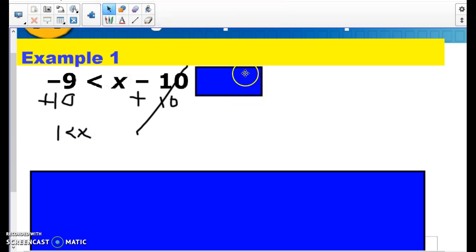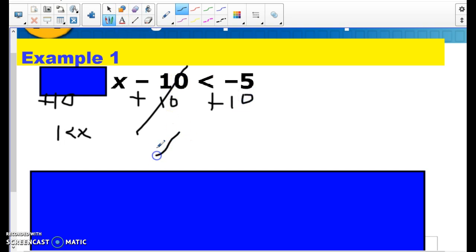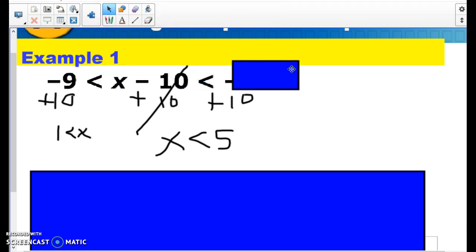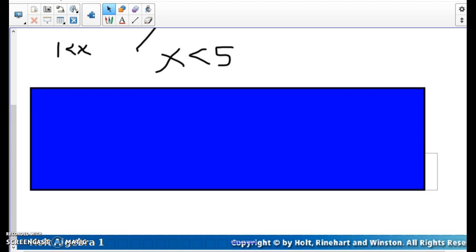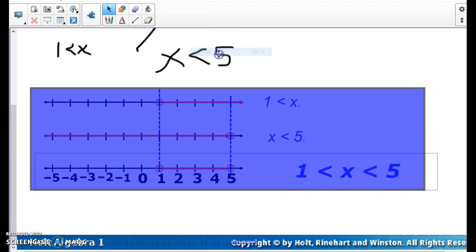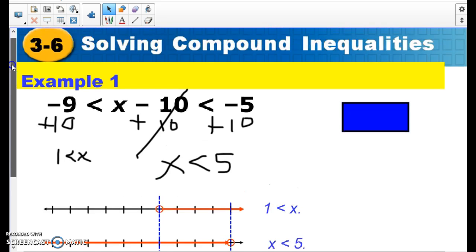And then I'm going to do the same thing for this side. Think of it as another set of problems. I'm going to add 10 again to both sides. And so I get x is less than 5. So there's my two answers right there. x is going to be bigger than 1, and x is going to be less than 5, and then this is what it would look like. x is bigger than 1, so a number bigger than 1, and x is less than 5, so a number less than 5. So really only the numbers 2, 3, and 4 would be solutions for this inequality.